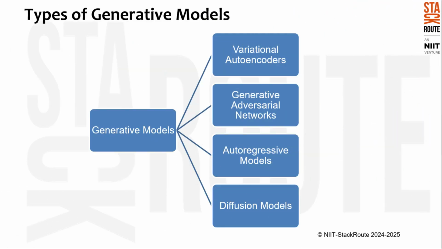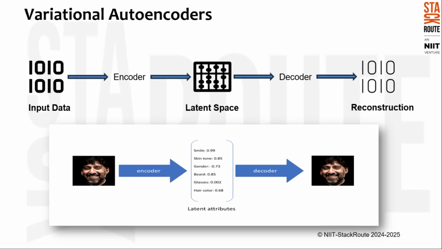Now that we have a basic understanding of what generative models are, let's dive into the different types. Each type has its unique approach and applications. We'll cover variational autoencoders, generative adversarial networks, autoregressive models, and diffusion models. Let's start with variational autoencoders, or VAEs.